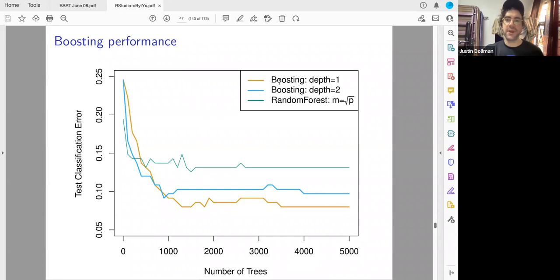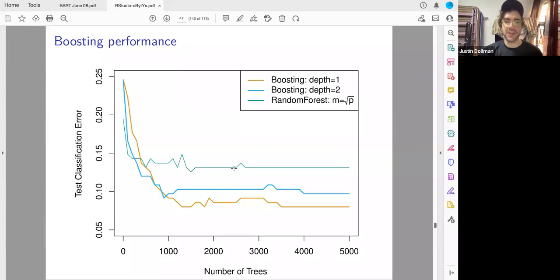Okay, so here we're comparing the test classification error of three models: two boosted models, one with depth one, so that's the additive model, and one with a depth of two. And then a random forest, which previously had been our best model. So you can think of it as kind of a criterion.